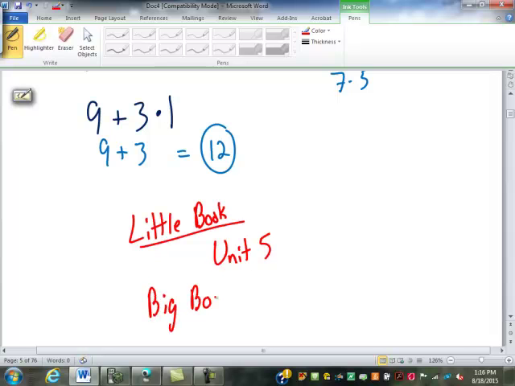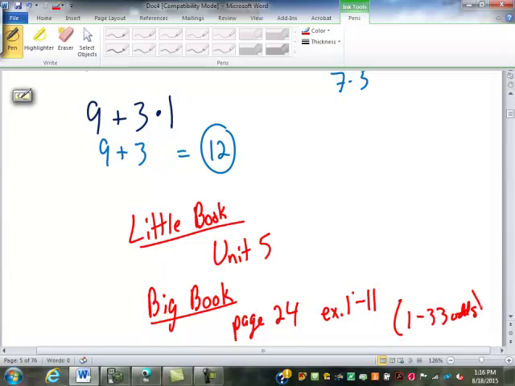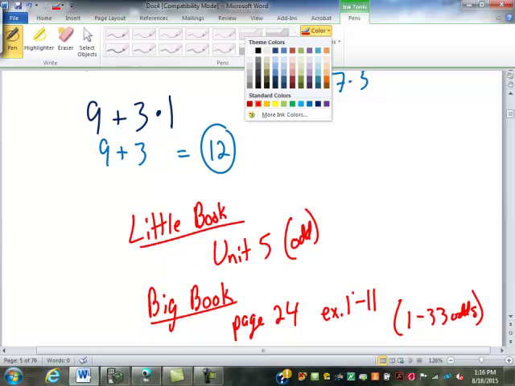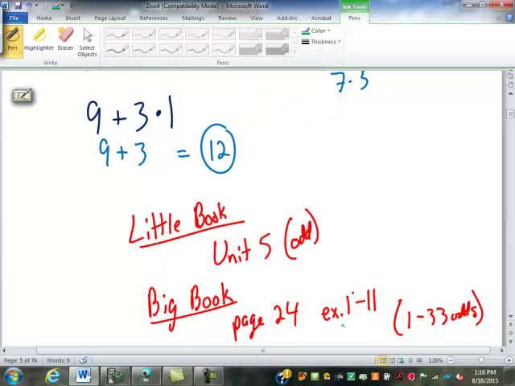So then for practice in the big book, on page 24, it is exercise 1-11, problems 1 through 33, the odds. Now, once again, this is the odd-numbered problems here in Unit 5 as well. Once again, I assign the odd-numbered problems because the answers to the odds are in the back of the book. Also, with these in the big book, 1 through 33, I realize that's 17 problems. If you do one or two of the first ones and they're really easy, feel free to skip ahead to some of the more difficult ones and go from there.